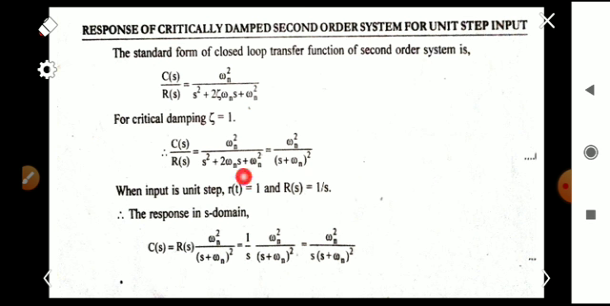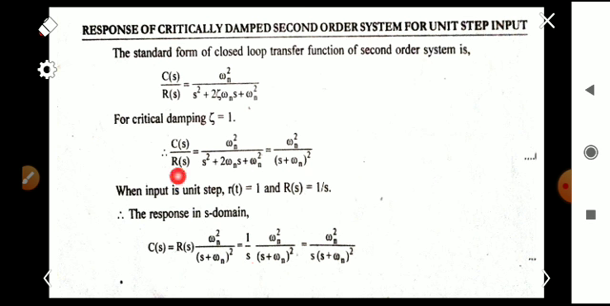This denominator we can write as (s + omega_n)^2, since that is the expansion of (s + omega_n) all squared. So C(s)/R(s) = omega_n^2 / (s + omega_n)^2. We are going to give a unit step input, that is r(t) = 1, so the Laplace transform, R(s), will become 1/s. And our response C(s) will be equal to R(s) into omega_n^2 / (s + omega_n)^2.